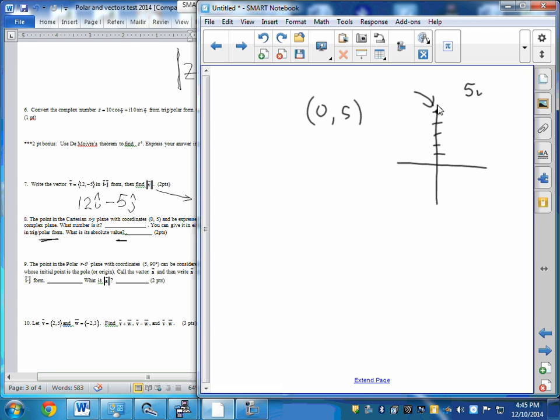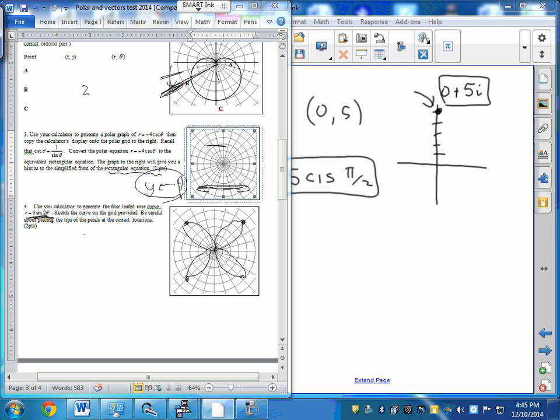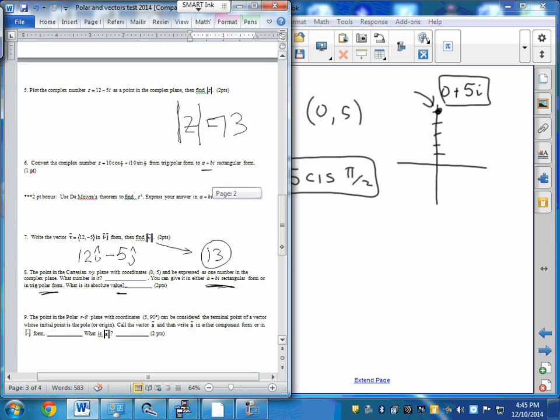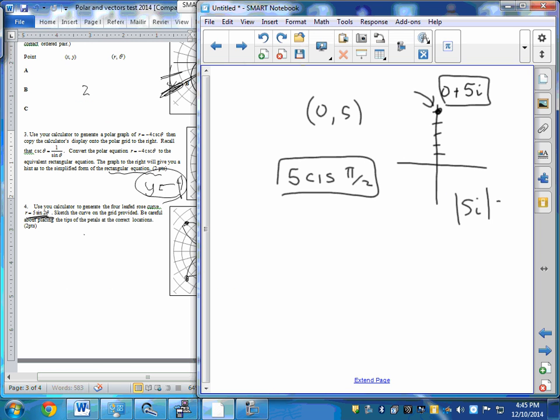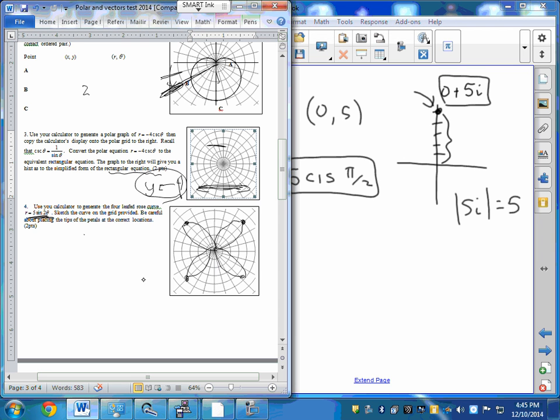That would be 5i. Or if you want 0 plus 5i, or if you want it in cis form, you can say 5 cis pi over 2. All of those would be equivalent. Okay? So that ordered pair, that point in the xy plane, is the same as the point 5i in the complex plane. Okay, what else did we have to do with this? Oh, absolute value. Okay, so the absolute value of 5i is just 5. Just how far away from the origin, so that's fairly quick.